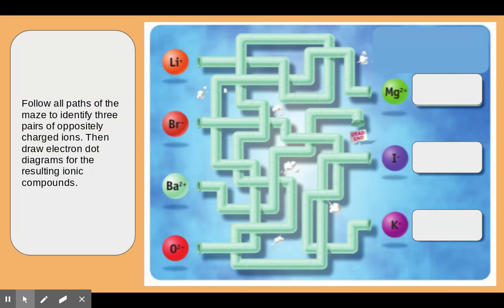We can move on. Okay, so here is a little maze, and you are supposed to connect the two elements together and show which ones would make a bond. And so that's a little exercise that you can do on your own.